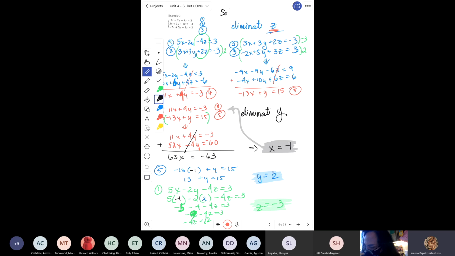So my solution is (-1, 2, -3). And you need to write it as an ordered triple if it's a unique solution. And how would I classify that system? Consistent, independent.